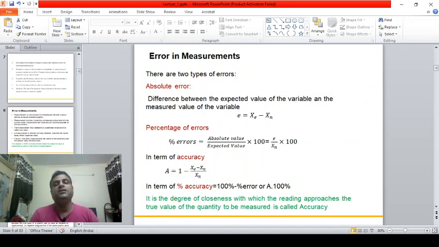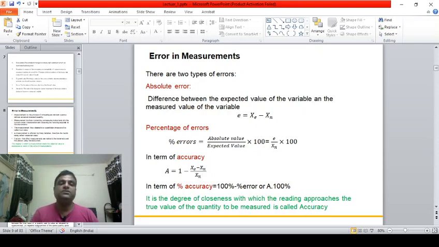So basically in measurement there are two types of error. First is the absolute error and second is the percentage error. Absolute error is nothing but the difference between the expected value and the measured value or true value. So we take the expected value xe and the measured value xn, so xe minus xn. Then the percentage error is the absolute error divided by the expected value.